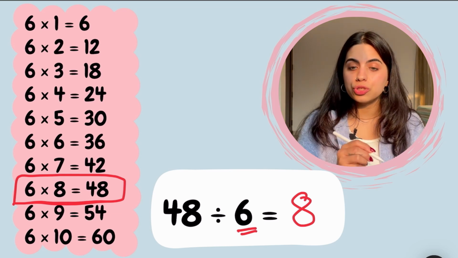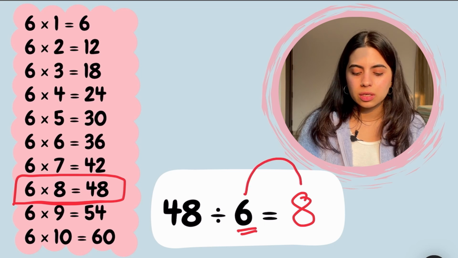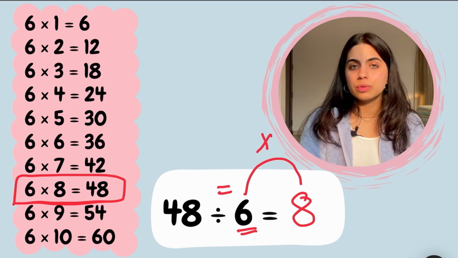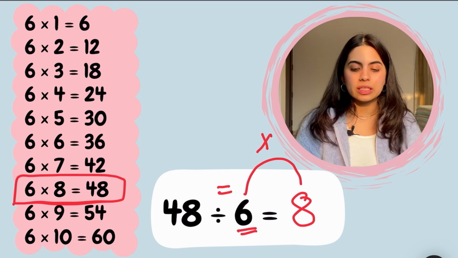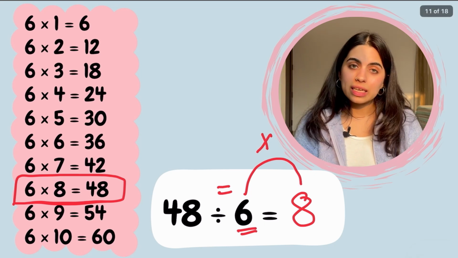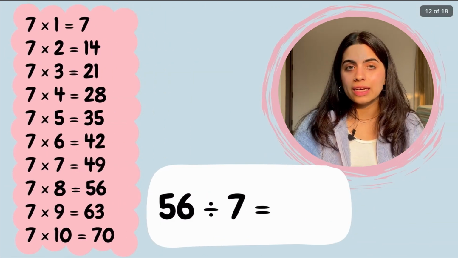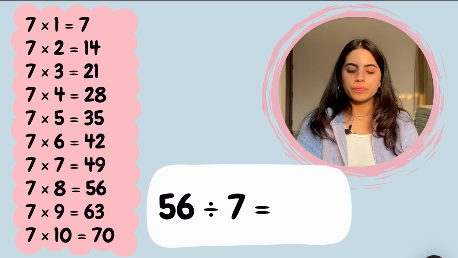You can also check by multiplying the quotient and the divisor. You can multiply it and check whether you get 48. You do 8 and 6. When you multiply them, you get 48. That's another trick. So another question for you. Now again, like I said, make sure you pause the video, solve it on your own and recheck your answer.